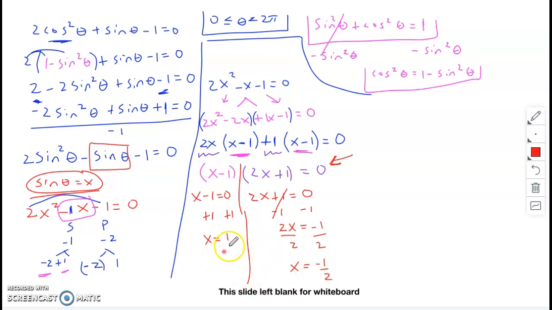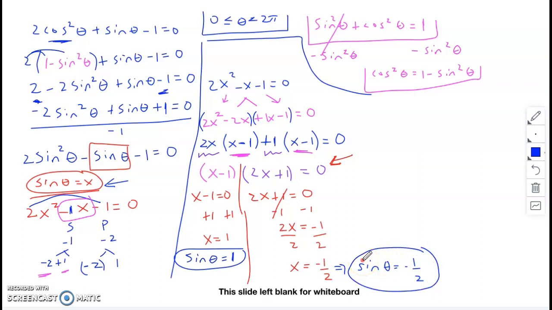As soon as I have the x by itself, it's time to go back to the original. Remember, what's my original? Sine of x equals x. So instead of the x, I'm going to write sine of theta equals 1. And this is what I'm solving. Now I'm ready to find the values of theta. Here, I'm going to write sine of theta equals -1/2. Now, what are the angles that I'm looking for? Sine of theta equals 1.